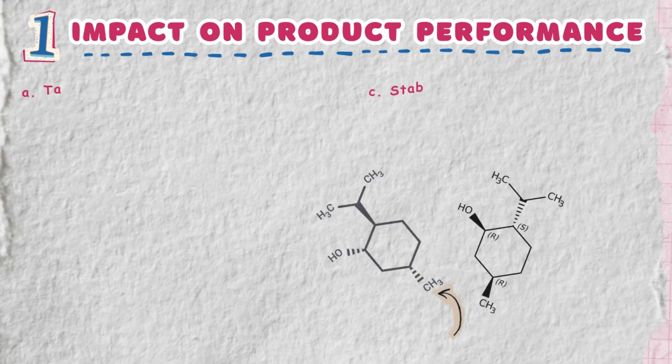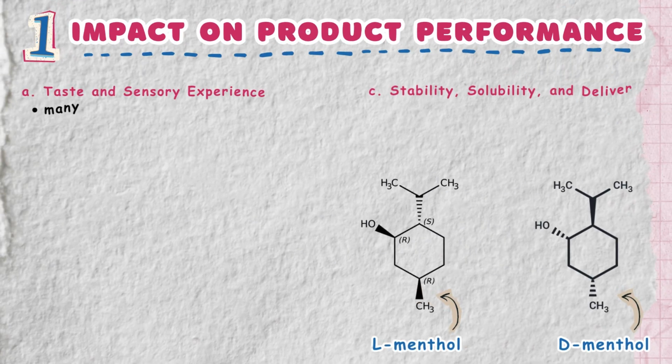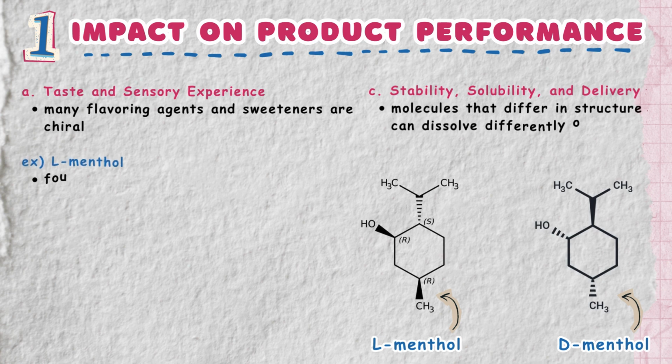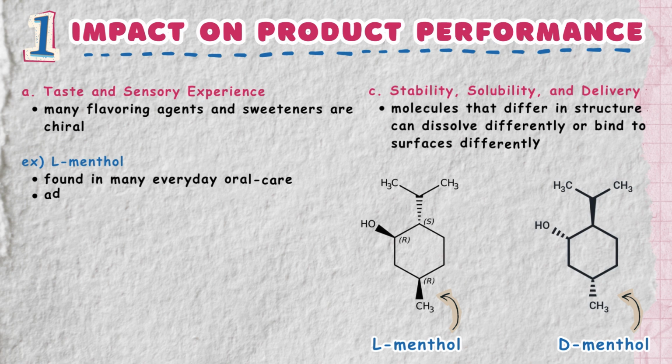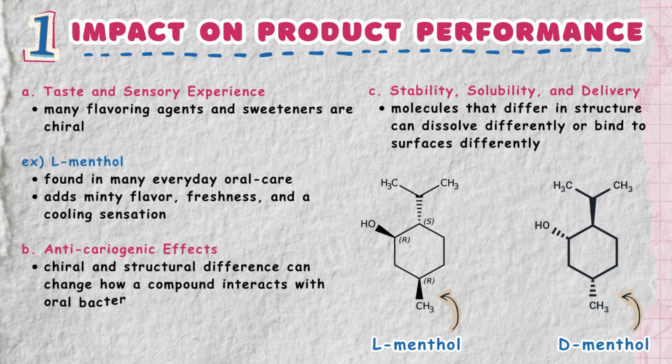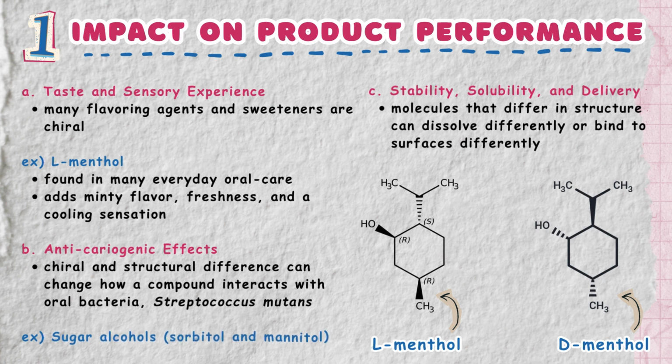We'll first answer the impact on product performance. It can affect the taste and sensory experience. Many flavoring agents and sweeteners are chiral, like L-menthol, found in many everyday oral care products like toothpaste and mouthwash. It adds a minty flavor, freshness, and a cooling sensation. It can also have anti-carcinogenic effects. Chiral and structural differences can change how a compound interacts with oral bacteria, like Streptococcus mutans.